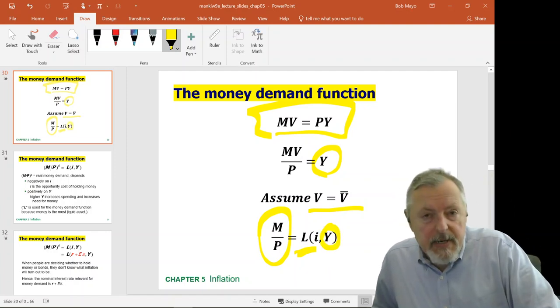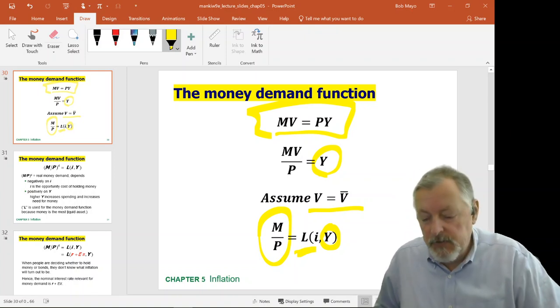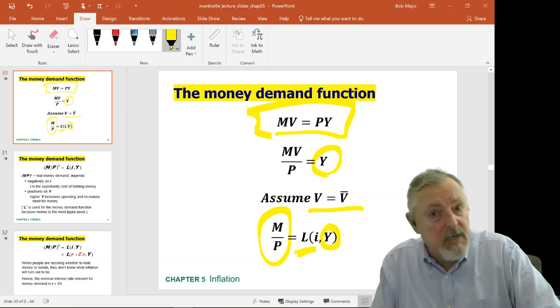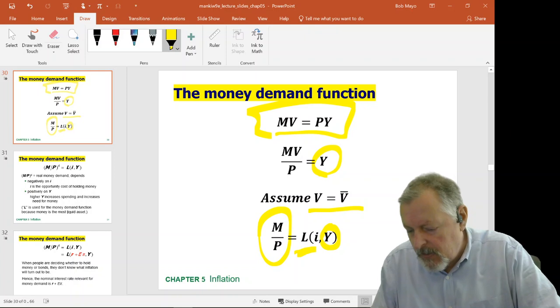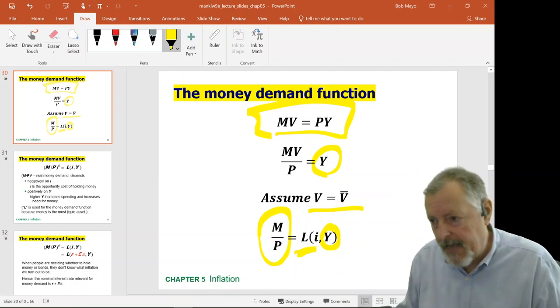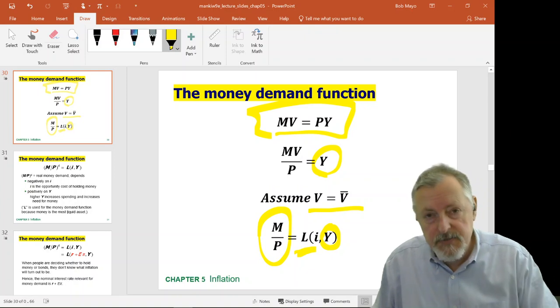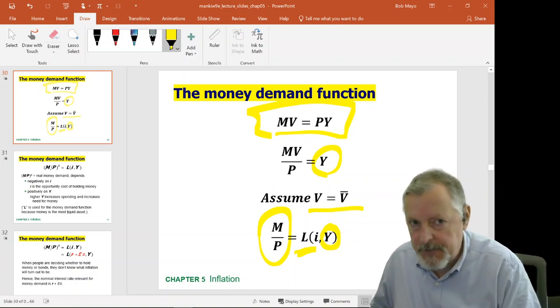Your demand for real money balance will go up if the size of the economy increases. If there's more stuff to buy, you want to hold more cash to be able to buy those things. You'll need more cash to conduct transactions because there'll be more transactions. So if the economy gets bigger, you want to hold more cash, and the demand for real money balances goes up. But then why don't you just hold everything in cash?